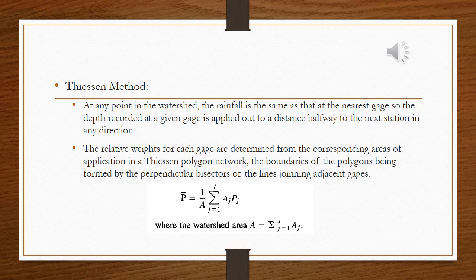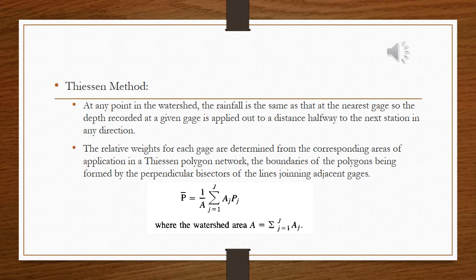So let's go on. The next description is that the relative weights for each gauge are determined from the corresponding areas of application in a Thiessen polygon network, the boundaries of the polygons being formed by the perpendicular bisectors of the lines joining adjacent gauges. And when we do this, let's say we formed our polygons, and then we know all the gauges inside these areas. So we need to divide by the total area the sum of the multiplication of each area with the corresponding precipitation.